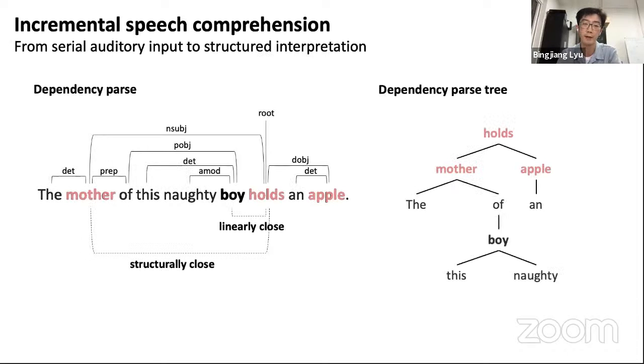So although "boy" and "holds" are linearly close in the speech input, the meanings of structurally close words, "mother" and "holds", are combined. So the speech sound we perceive is linearly word by word delivered, but its meaning is often structured in a discontinuous way, as shown by the dependency path tree on the right.